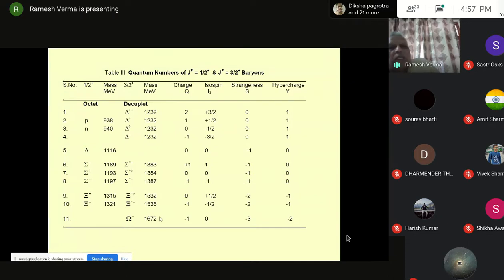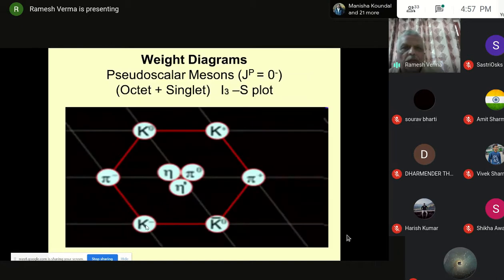Actually, this is the interesting thing to note historically. When Gell-Mann used SU3 simply to understand the hadron classification, at that time the omega minus was not actually observed. This is just to remind you. I will come back to that point soon.